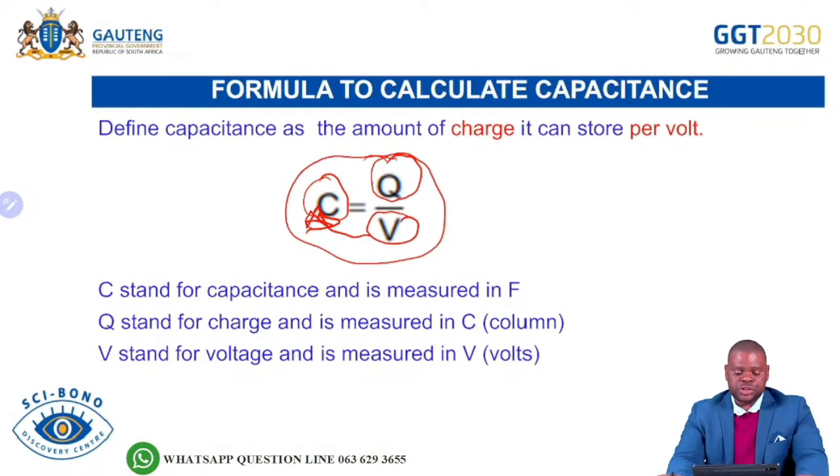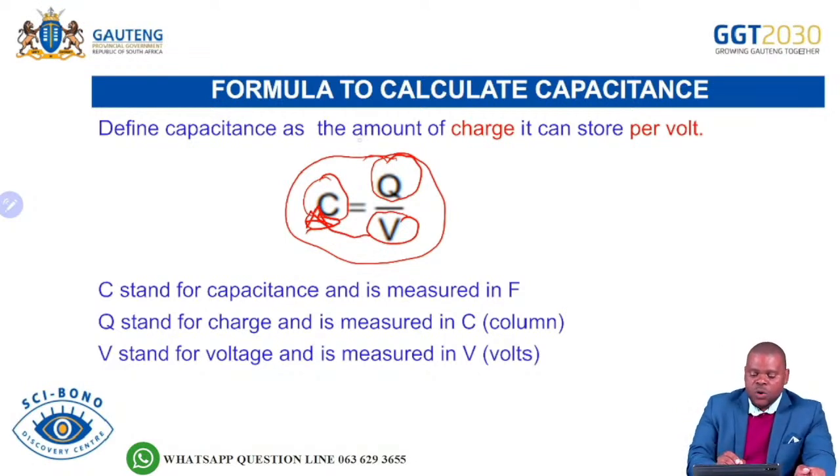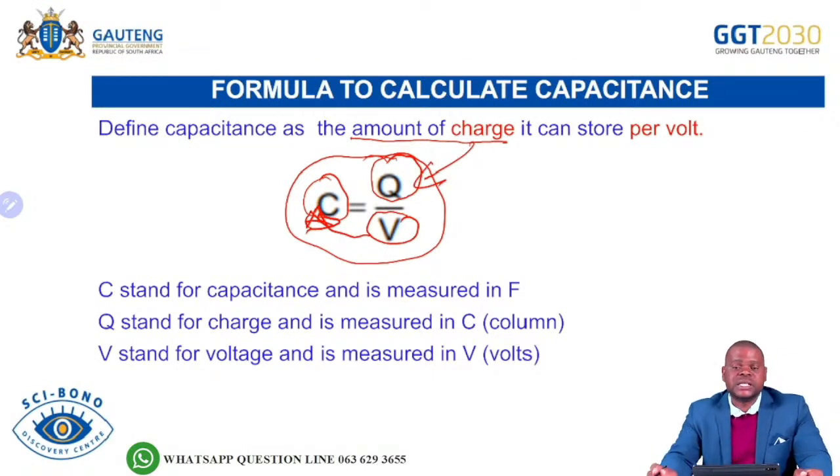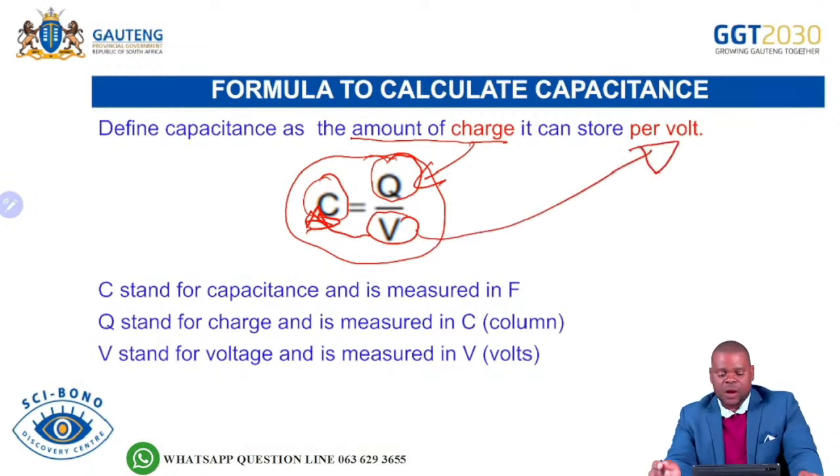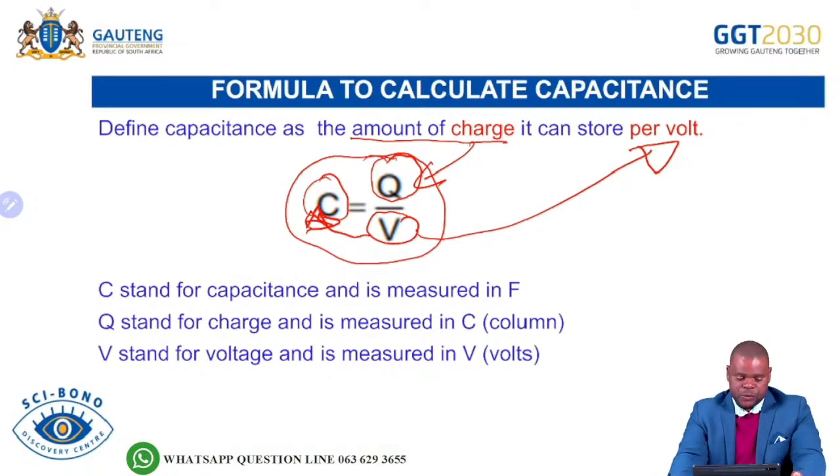Okay, let's continue. It says here, define capacitance as the amount of charge it can store per volt. Are we together? We're looking at the amount of charge. When you see this Q, it is for the amount of charge. And then the V is per volt. We're talking about voltage.